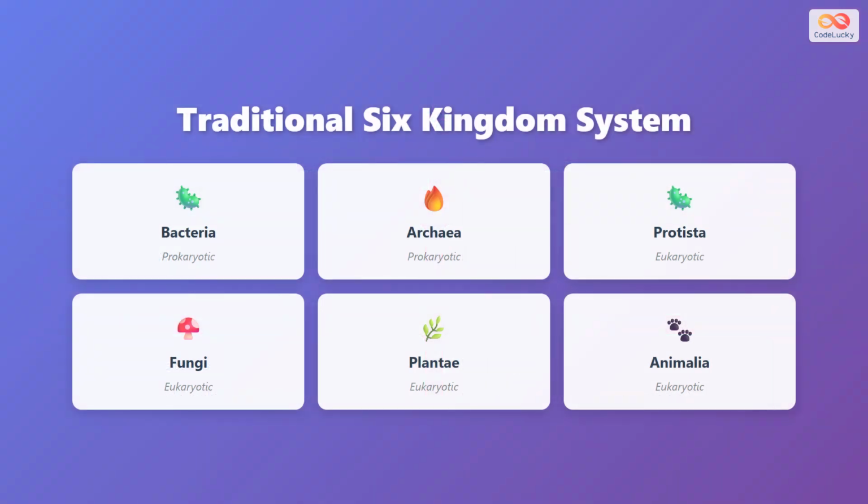To summarize, the traditional six-kingdom system divides all life into 2 prokaryotic kingdoms and 4 eukaryotic kingdoms. The prokaryotic kingdoms are bacteria and archaea, both consisting of single-celled organisms without a nucleus. The eukaryotic kingdoms include Protista, a diverse group of mostly single-celled organisms, fungi, which are decomposers and absorb nutrients externally, Plantae, the photosynthetic organisms that produce their own food, and Animalia, the multicellular organisms that consume other organisms for energy.